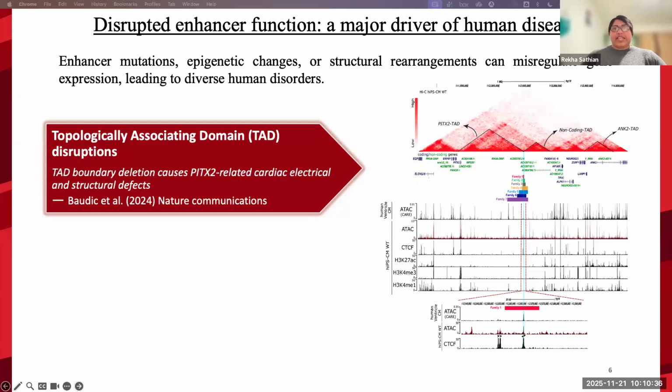So these examples highlight that disruption to enhancer function, whether through a single-nucleotide mutation, epigenetic changes, or genome architecture, can misregulate transcription in very disease-driving ways. This is why understanding enhancer logic is central to interpreting disease-associated variants, especially those that fall in the non-coding regions.